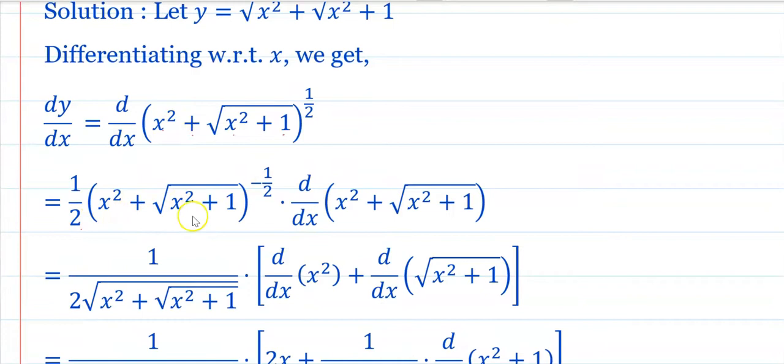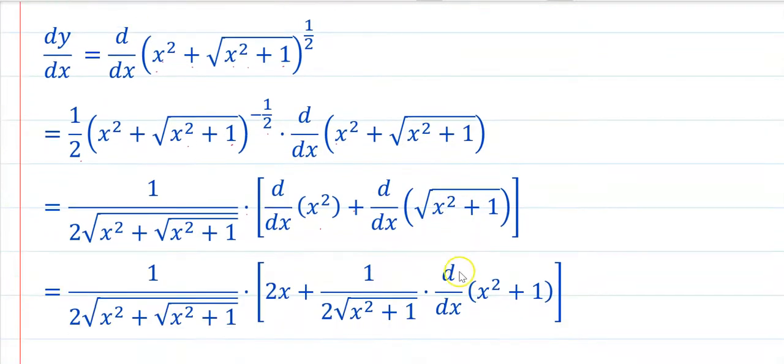(x square plus root of x square plus 1) raised to 1 upon 2 minus 1. Then here you will get minus 1 upon 2 into d/dx of this x square plus root of x square plus 1. Okay. Now this power is minus. Again, as earlier with raised to minus 1 upon 2, when it comes to the denominator, how will the power become? It will become plus. And we can write here root of x square plus root of x square plus 1, into d/dx of x square plus d/dx of root of x square plus 1.